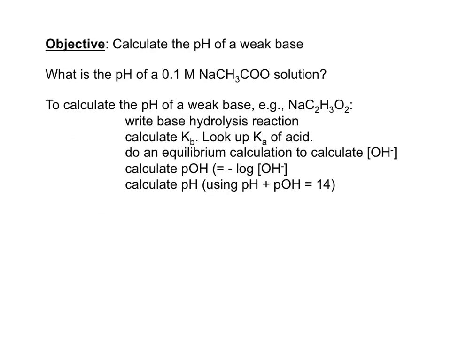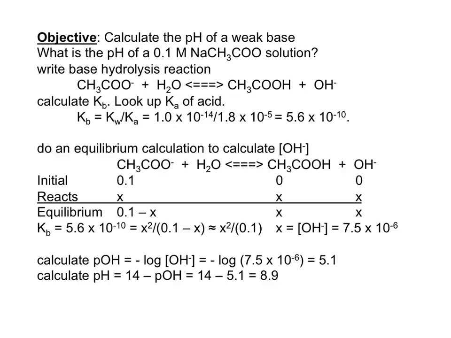We calculated the pH of a weak acid earlier. Now let's calculate the pH of a weak base. The acetate ion is the conjugate base of acetic acid. So stop the video and follow these steps to calculate the pH of a 0.1 molar acetate solution. And here is the answer.